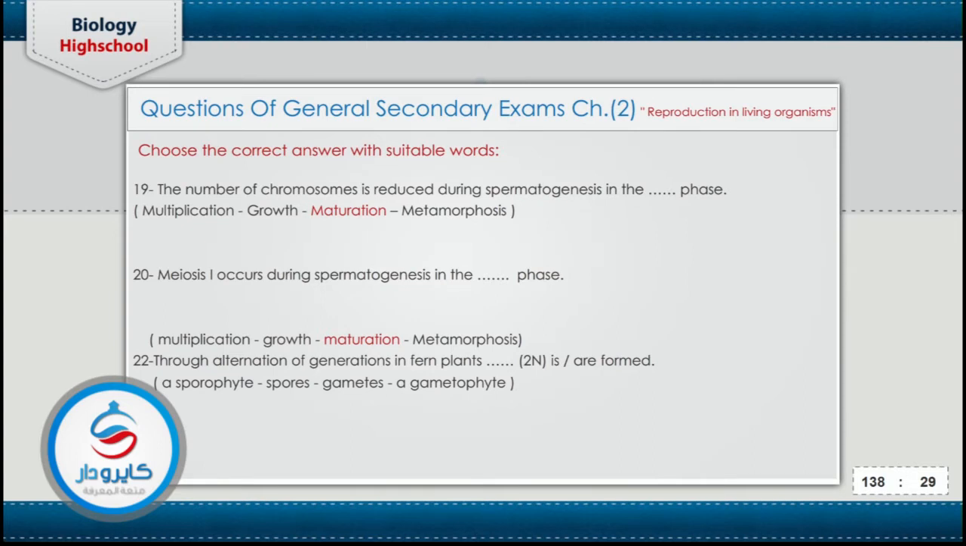Through alternation of generation in fern plants, 2n is or are formed: a sporophyte, spores, gametes, a gametophyte. The question is about the generation of fern plants.